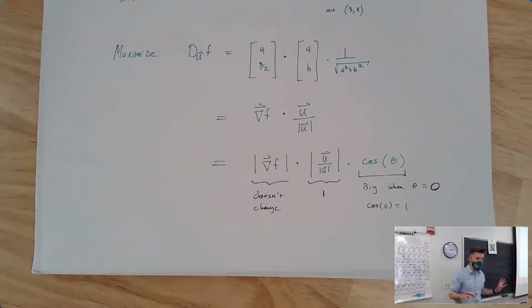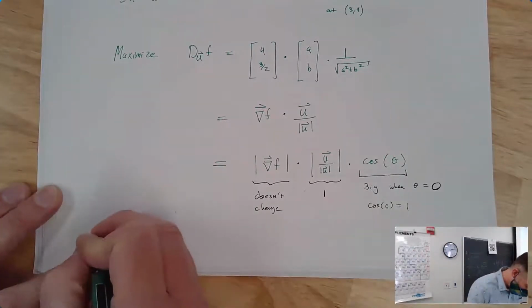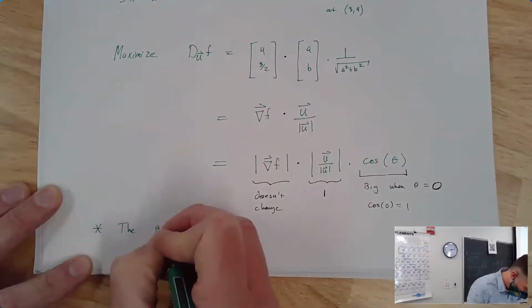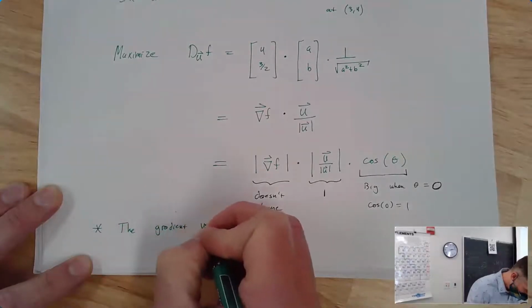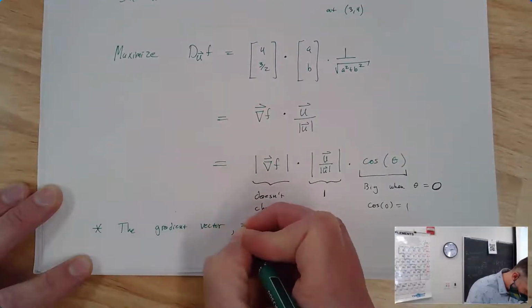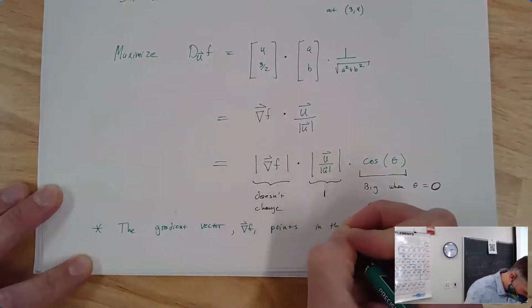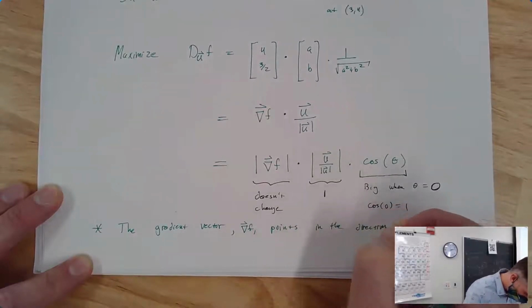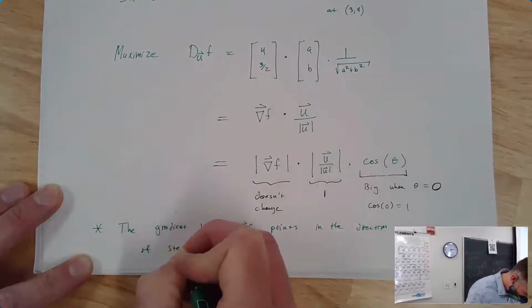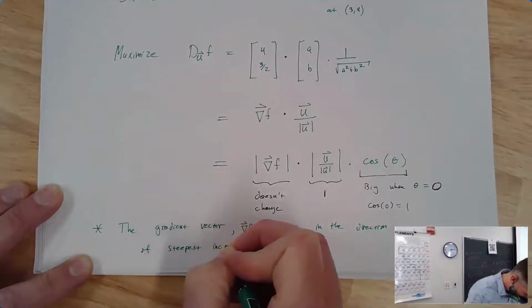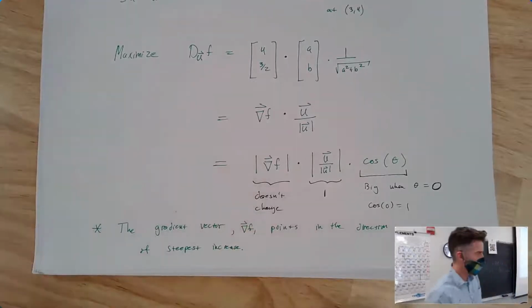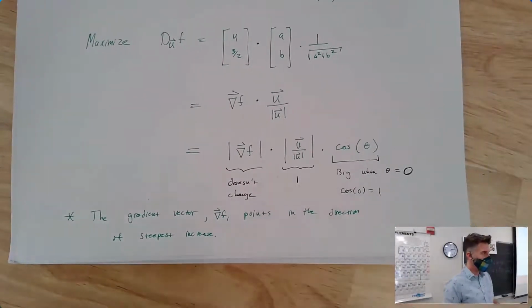So the way I would phrase this is: the gradient vector points in the direction of steepest increase, or maximal increase or largest positive, whatever you want to call it. Always true. Kind of cool. The gradient really has some meaning, right?